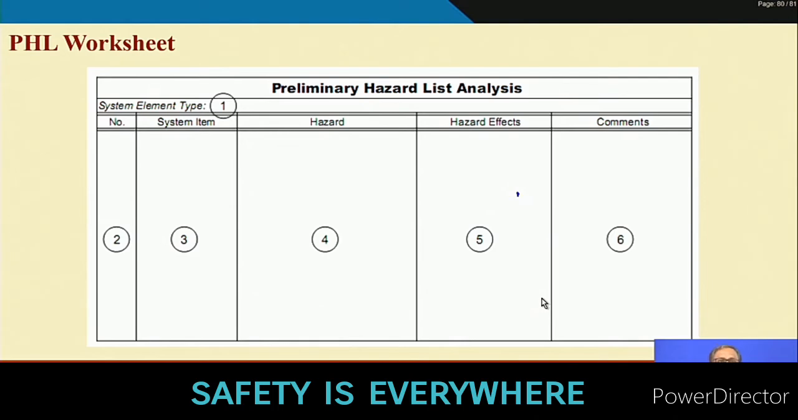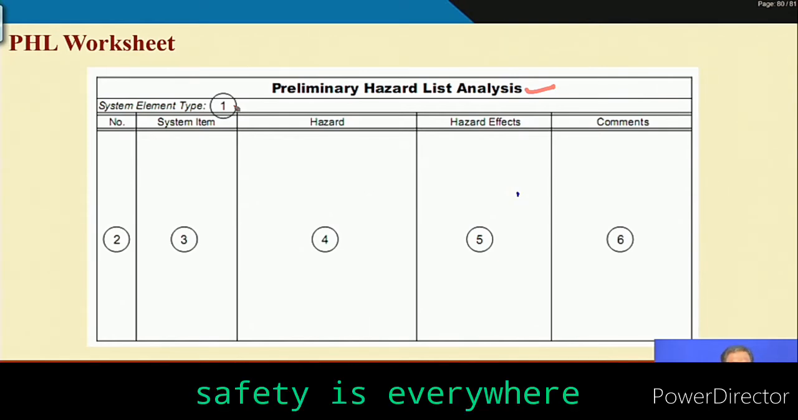Then you have a documentation table. The table is like this. You see preliminary hazard analysis, system element type: what kind of it is, it's an equipment, it's a process, whatever it may be. Then you number them, then the item name, system item name you write, what are the hazards, what are the hazard effects, and comments. Okay, these things you have to prepare. This is what is the hazard list.